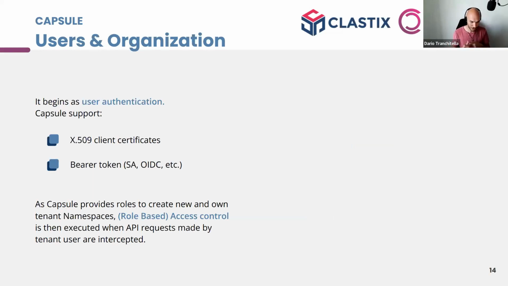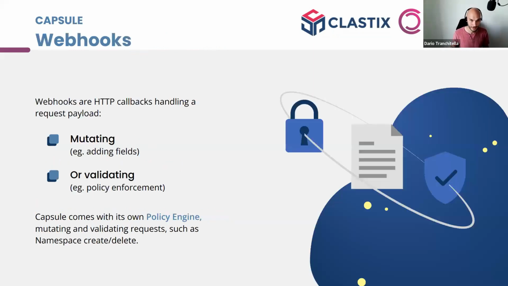So it works on-prem, it works on EKS, AKS, GKE, and essentially with Capsule, we are just intercepting the requests that are made by tenant owners. So the users must be authorized and authenticated to access the API server, and we're supporting certificates or bearer tokens, so service account, OIDC, or specific token. And after that, we are using another feature that is offered by Kubernetes by default.